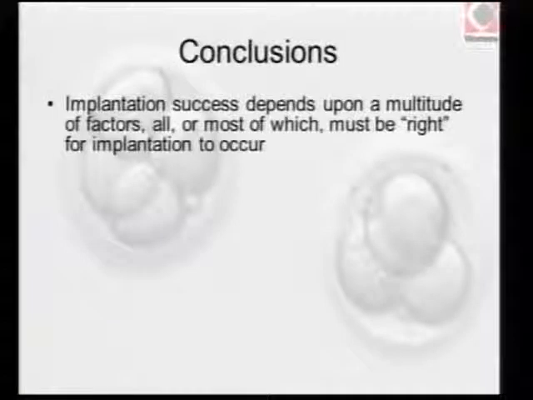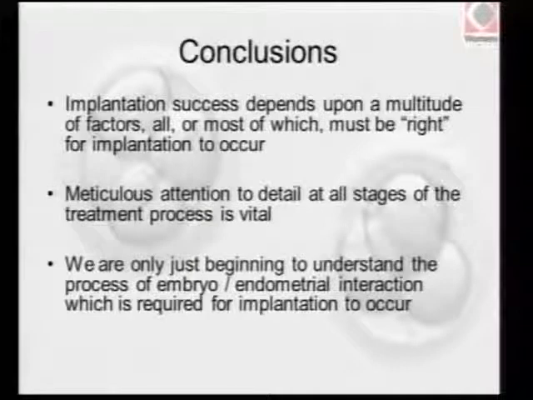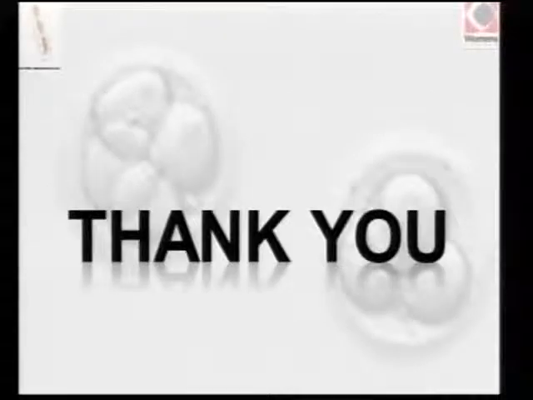And the conclusions would be: implantation success depends upon a multitude of factors, all or most of which must be right for implantation to occur. Meticulous attention to detail at all stages of the treatment process is vital. We are only just beginning to understand the process of embryo-endometrial interaction, which is required for implantation to occur. And I think we have to look at all of these things for implantation to occur successfully. Thank you.